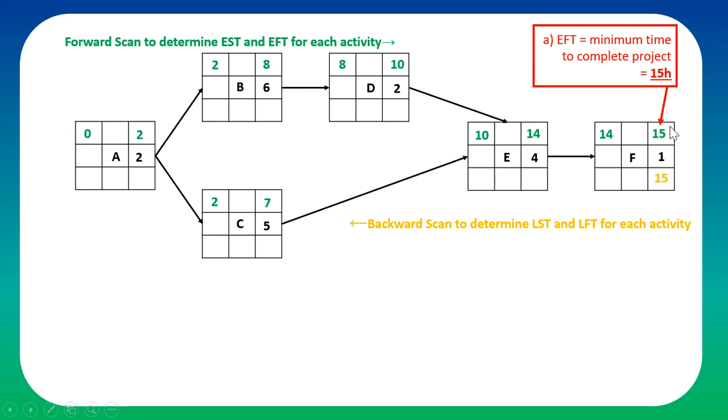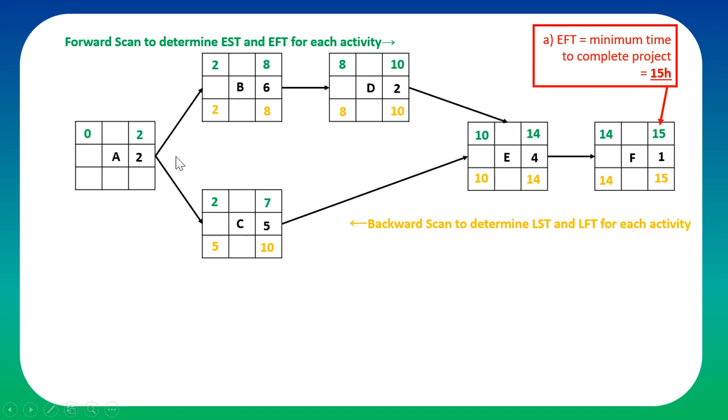So start off from the earliest finish time, which would be the latest finish time for activity F. Subtract the time it takes, which makes it 14. Take this 14 up, which would be the latest finishing time for E. Subtract 4, you get 10. Take the 10 here and here, you get 8 and 5. For B, you'll take the 8 from here, subtract 6, you get 2.